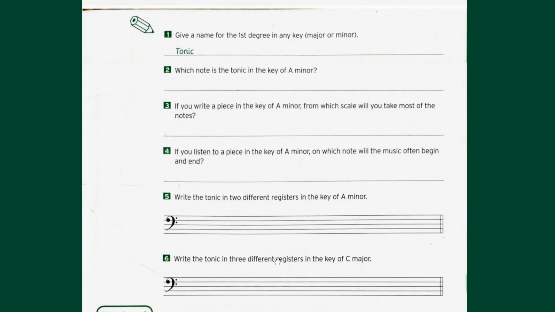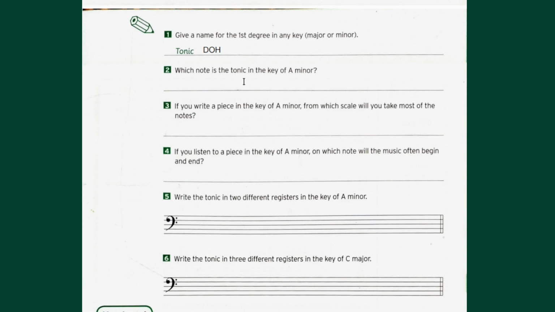Okay, let's take a look at the questions on page 25. Give a name for the first degree in any key, major or minor. As you know, the first note of any scale is called a tonic or do. We learned for grade 1, so you can write either of it. Both will be correct. Let's take a look at the second question.